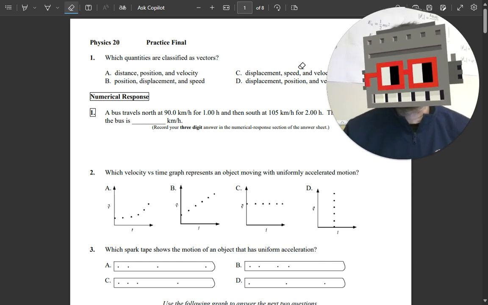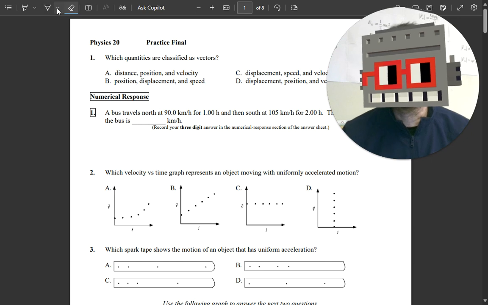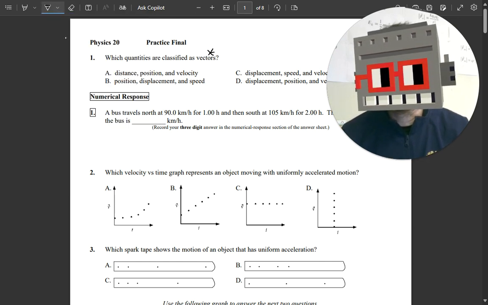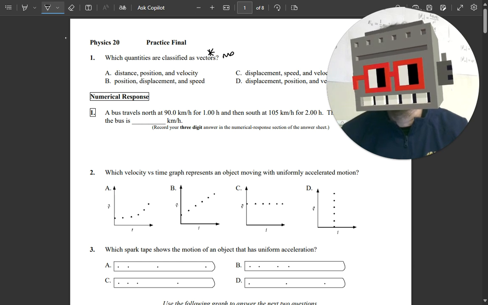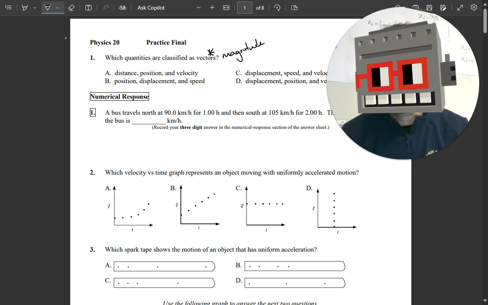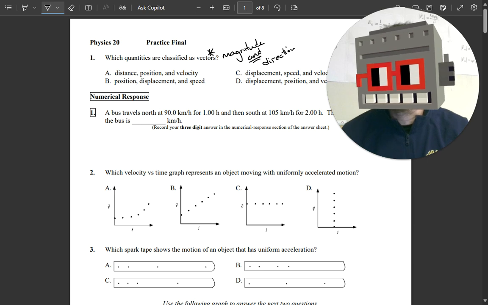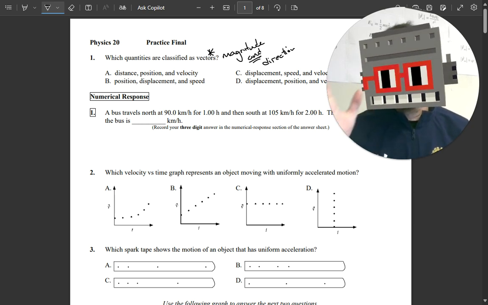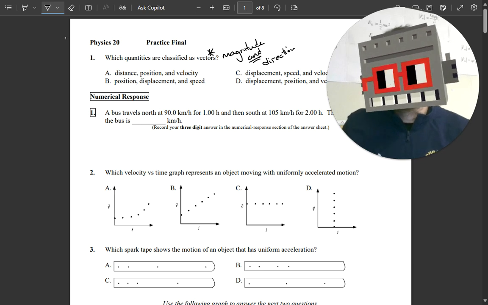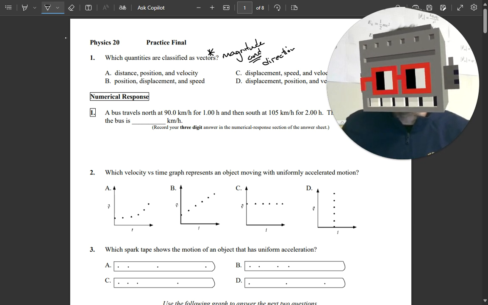So, which quantities are classified as vectors? Remember that a vector is a quantity with magnitude and direction, right? So quantities that would make sense if you put a direction on the end of it. You don't have things like mass and temperature and stuff. Those are obviously scalar quantities.